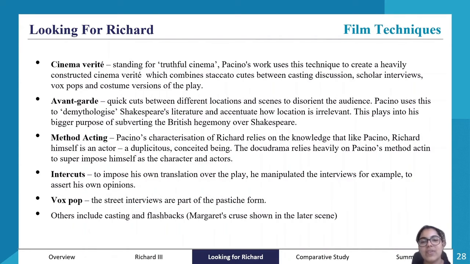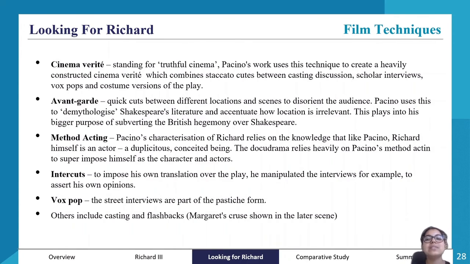That's the fact that Pacino's work uses these techniques to create a heavily constructed cinema verite, which combines these staccato cuts between the directors, between scholarly interviews, vox pops, and the costume versions of the play, like the actual enactments. That's putting together this mosaic of different elements. There's also avant-garde, which is when there are quick cuts between different locations. One moment he's in a studio, the next he's out on the street, another moment he's in the car. At another moment, he's in the Globe Theatre, or in some fancy building, right?